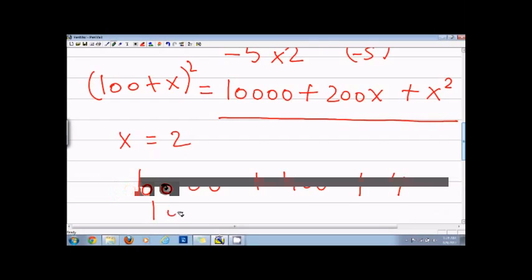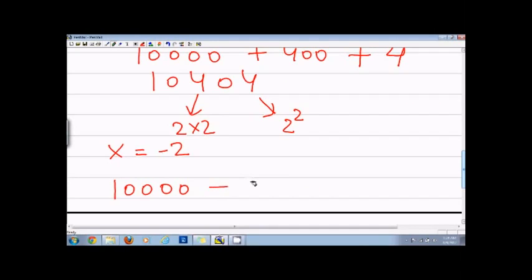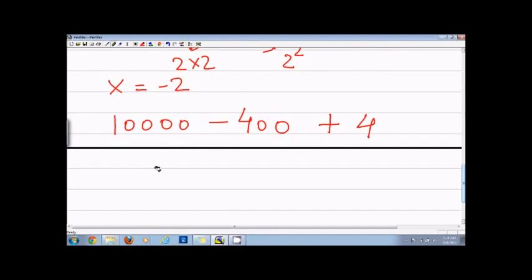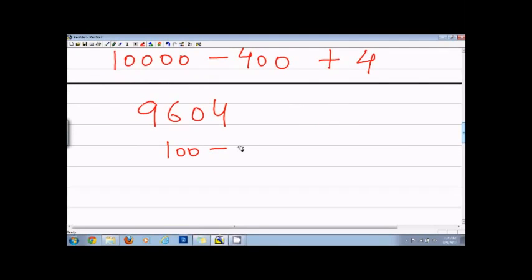plus 4, so that will be equal to 9, 6, and then 0 and 4. So again in here I have subtracted 100 minus 2 into 2, so that will be equal to 96, and then 2 squared is equal to 4, so that will be 9604. So this is how the trick works.